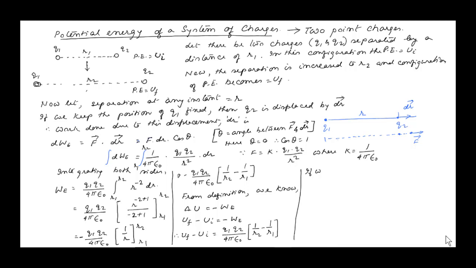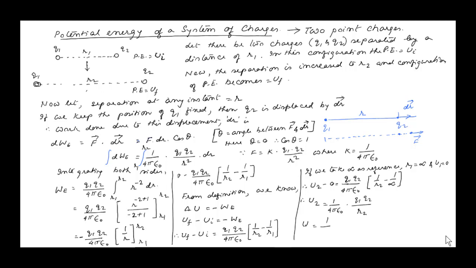Now if we take infinity as the reference point, then R1 is equal to infinity, and UI, the initial potential energy, becomes 0. So final potential energy, you can take UF or U2, is equal to 1 by 4 pi epsilon 0 Q1 Q2 by R2. Therefore U is equal to 1 by 4 pi epsilon 0 Q1 Q2 by R. And this is the generalized form.